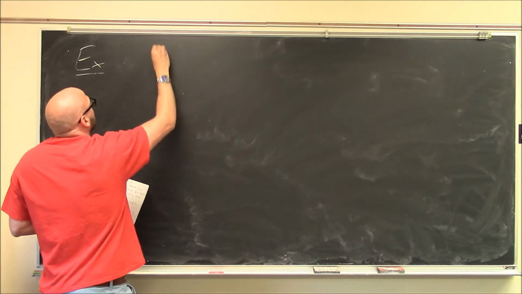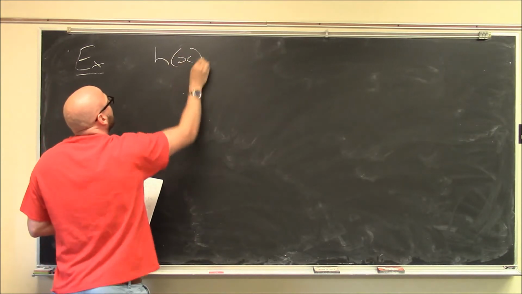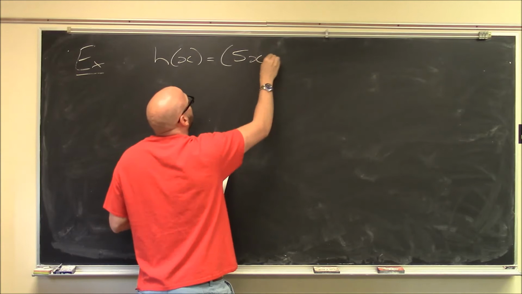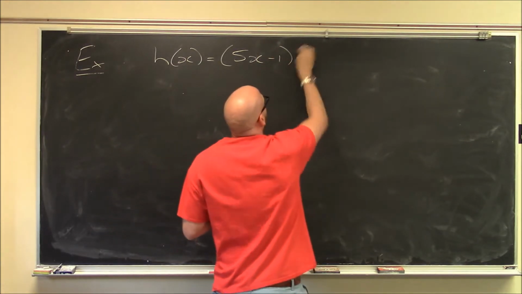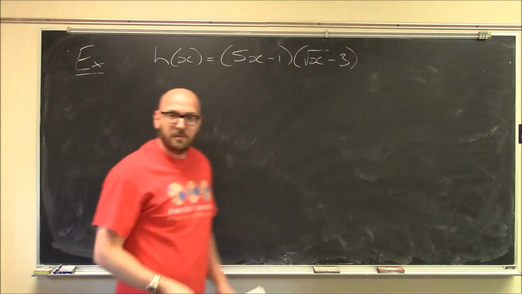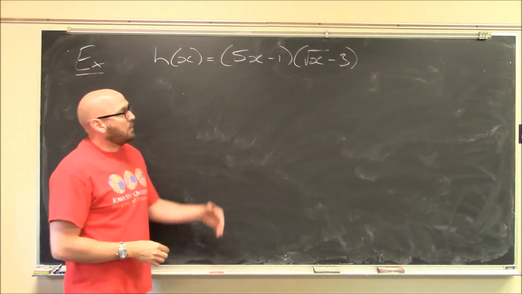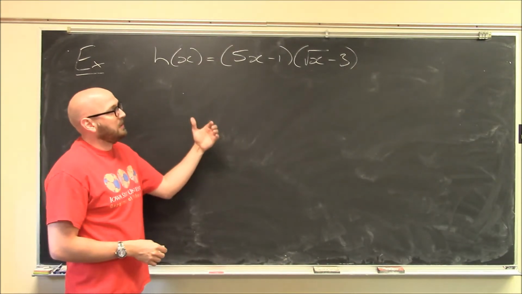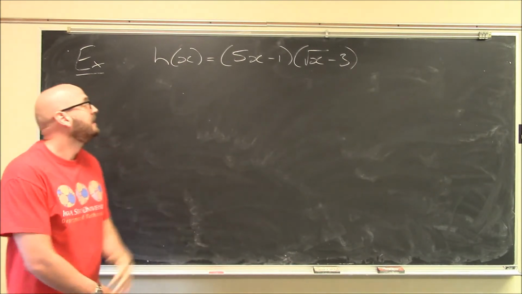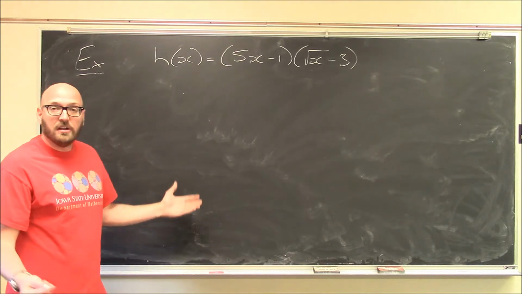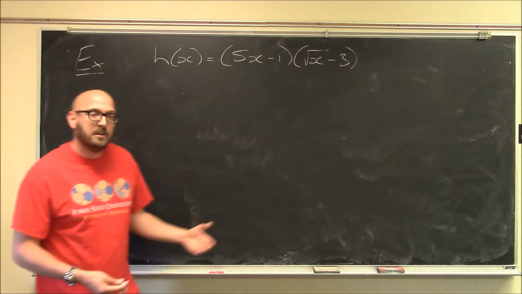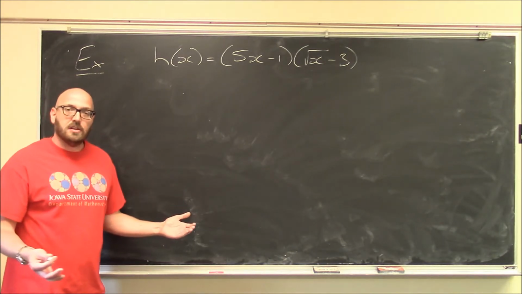How about we call it h? h of x is going to be 5x minus 1 times the square root of x minus 3. Once again, this is a product, so if I want to differentiate it the way it's written, I use the product rule. This is probably a good spot if you want to try a problem on your own. Pause the video, try to differentiate this on your own, and then start it up again and see if we get to the same place.